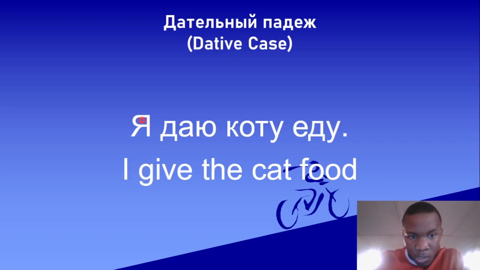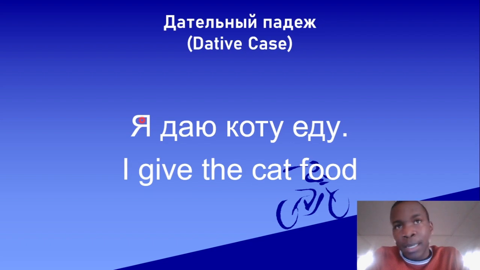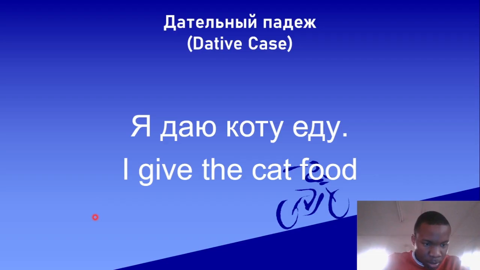Let me read this sentence out for you. Ya dayu kotu yedu. What it's saying is, I give the cat food. The interesting thing about the dative case is that you will normally have a direct object and an indirect object. Let me try and put this into simpler terms. Let me write.